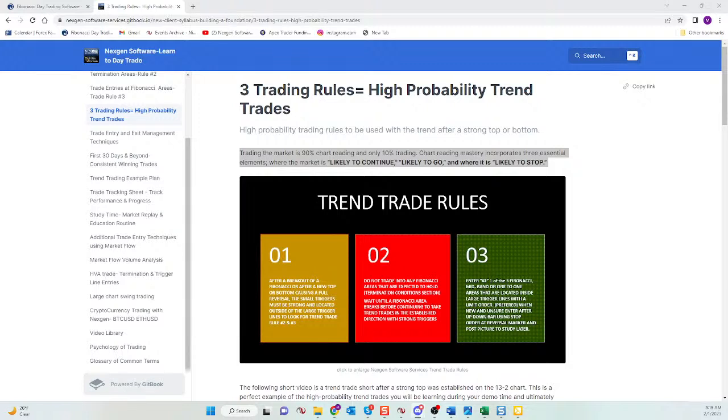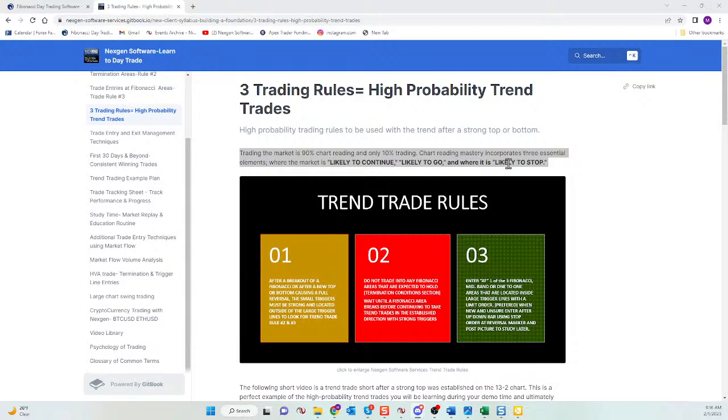We're going to use these 3 concepts. Where the market is likely to continue. Guys, this is going to be your entry points for that high probability trend trade, that continuation of the trend. You'll be able to identify where the market is likely to go using trigger line strength and Fibonacci. This is going to help you make great profit target choices. And then you're going to be able to understand where the market is likely to stop. And we call these termination conditions.